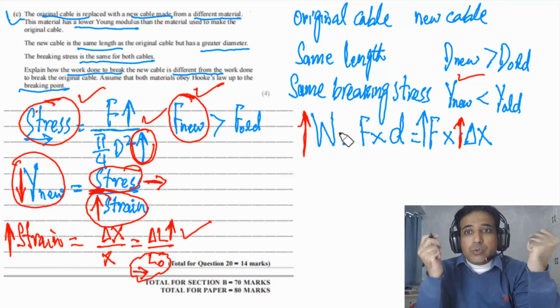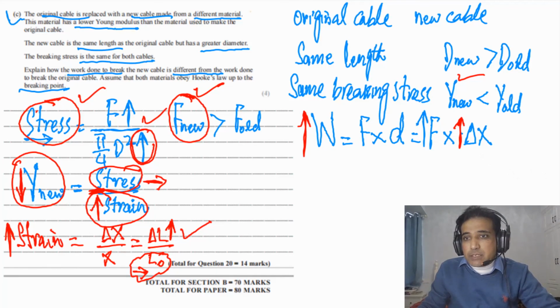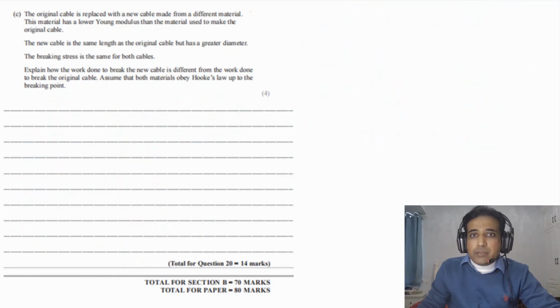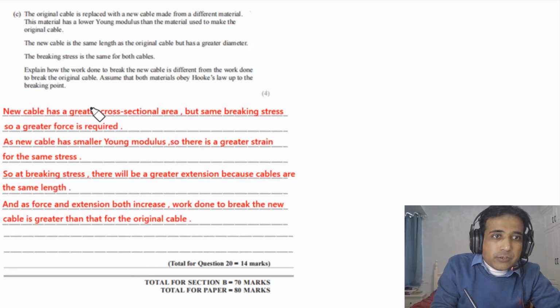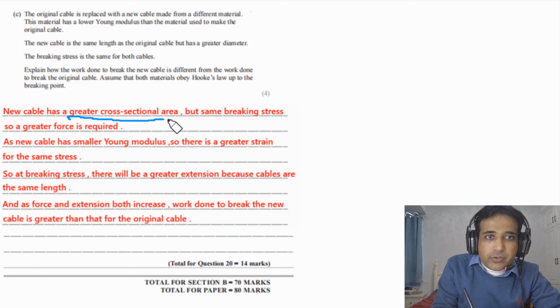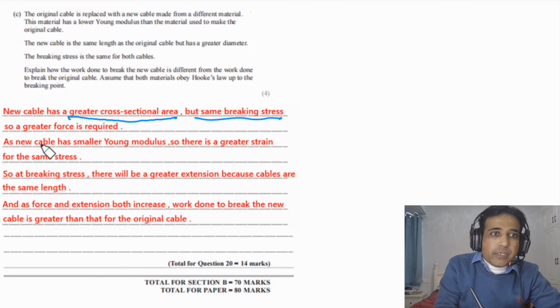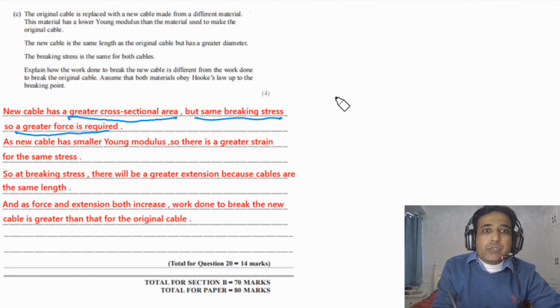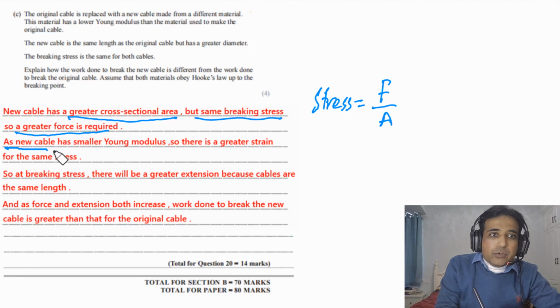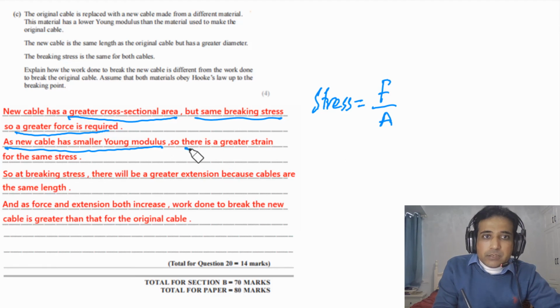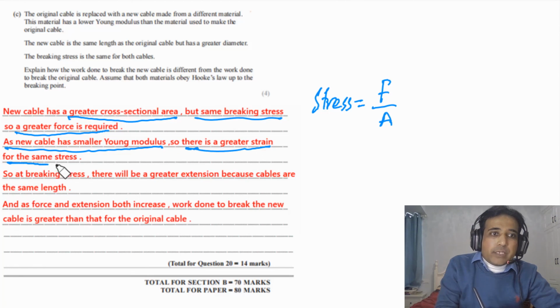I hope this one is clear to you. Now let me show you the final answer, how you can write down your final answer. I will clear this one and I will show you how you can write it down. In your final answer, we have to mention these points. We can say the new cable has a greater cross-sectional area but the same breaking stress, so greater force, because we have already discussed that stress is equal to F over A. The new cable has a smaller value of Young's modulus, so there is greater strain for the same stress.